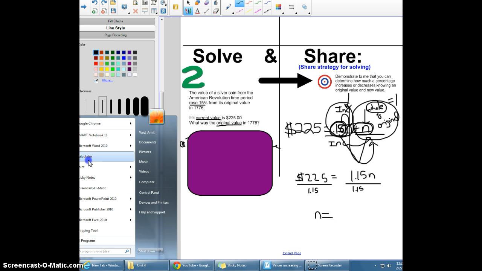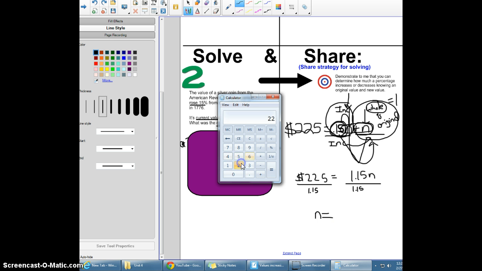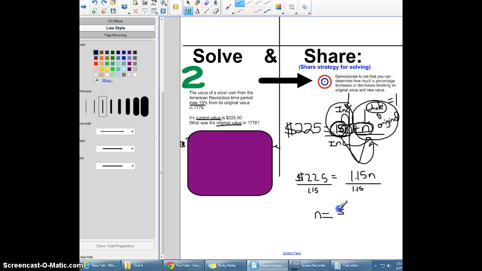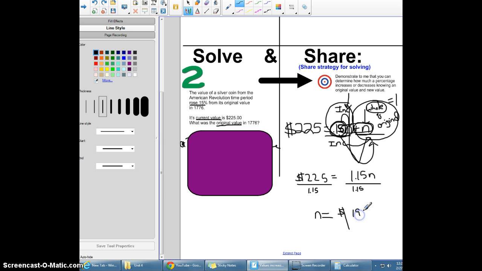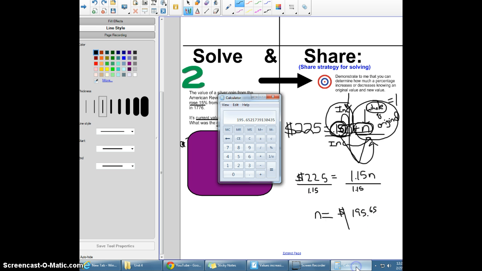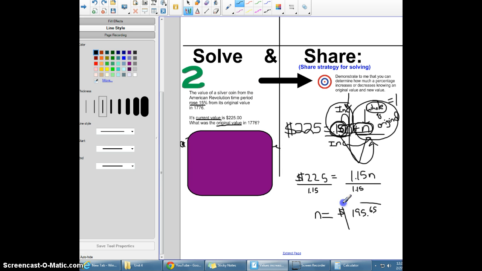I'll do the calculation on a calculator here to save us some time. $225 divided by 1 and 15 hundredths is equal to $195.65. So, this coin during the American Revolution period was worth $195.65. It went up by 15%, and now it's equal to $225.